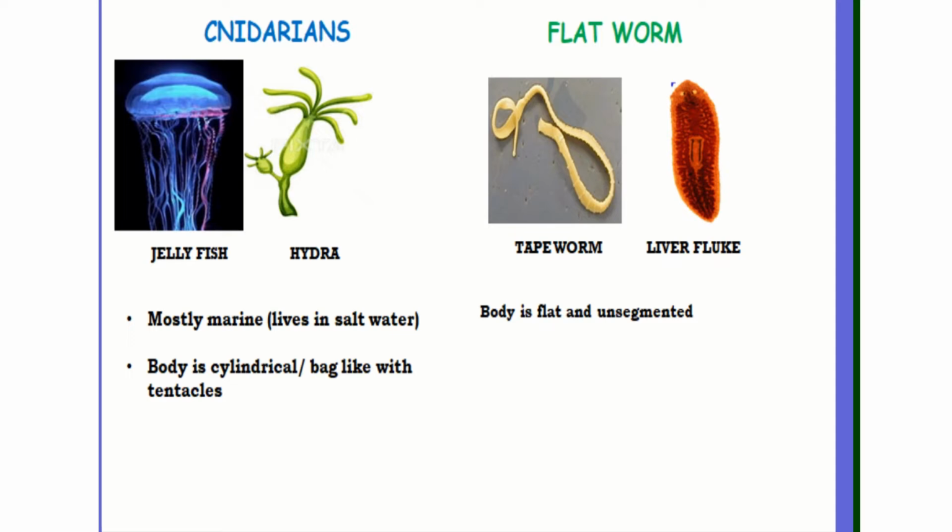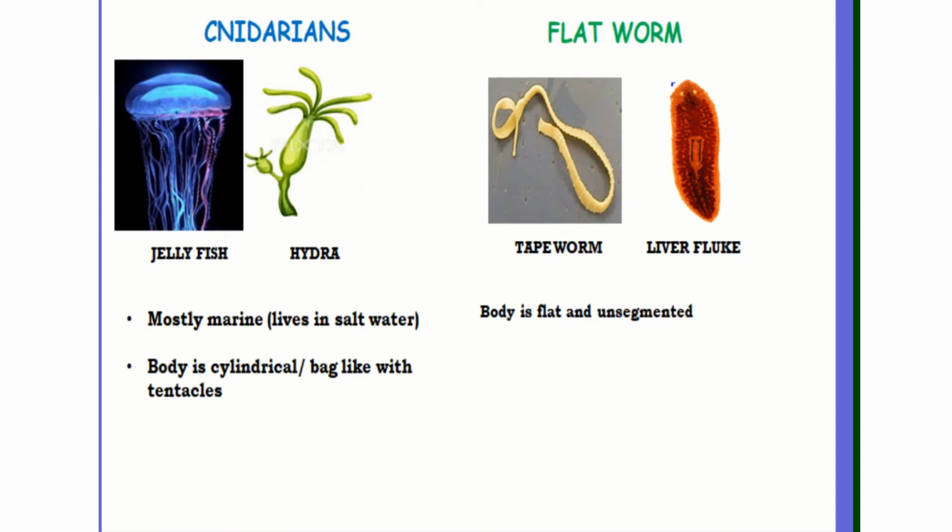Let's learn about the first phylum, Cnidarians. The examples of Cnidarians are jellyfish, hydra, and there are some other animals. But let's take only two of these as examples. Where do the Cnidarians live? They are mostly marine. Yes, you're right. They live in salt water. Look at the structure of the Cnidarians. Look at the structure of the jellyfish as well as the hydra.